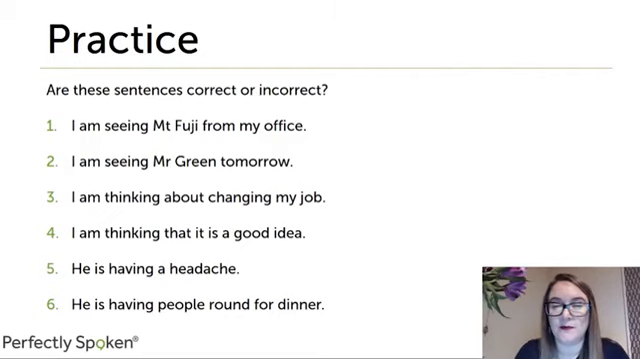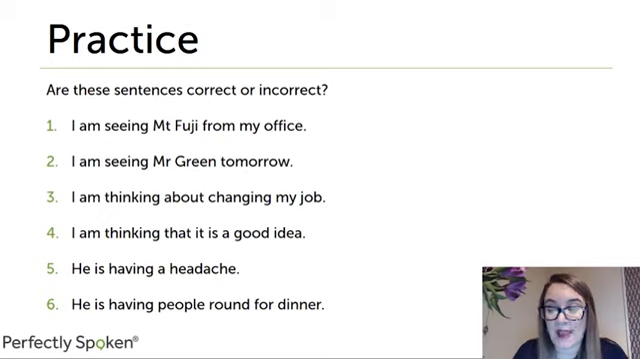Number 1, I'm seeing Mount Fuji from my office. I'm seeing Mr. Green tomorrow. I'm thinking about changing my job. I'm thinking that it's a good idea. He is having a headache. He is having people round for dinner.